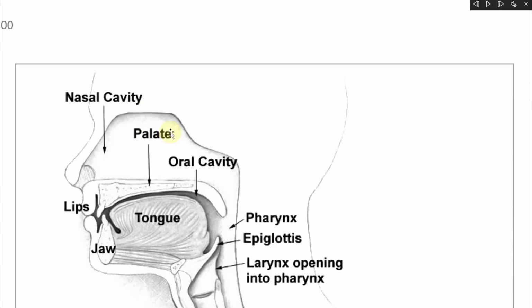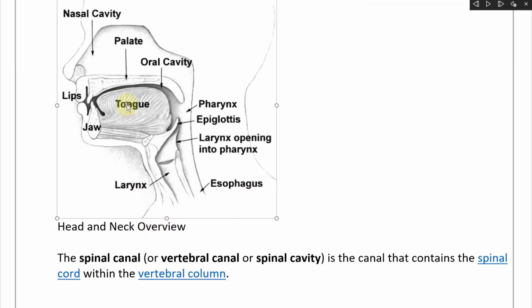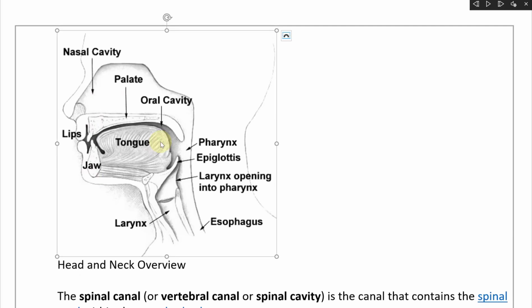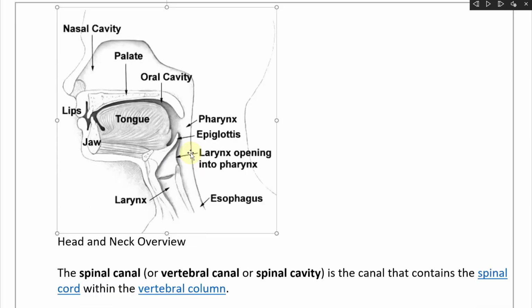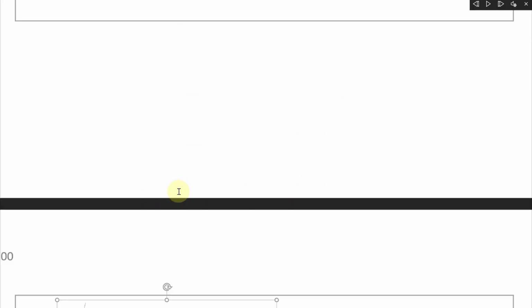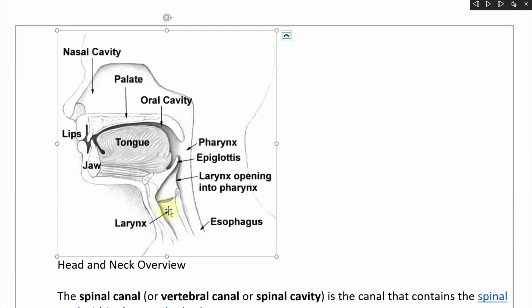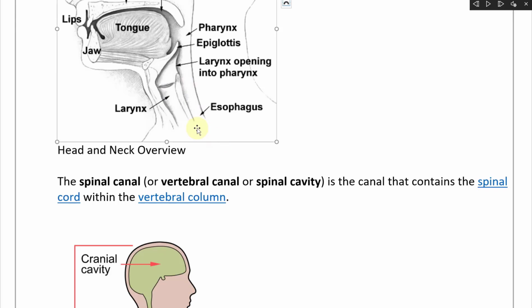Yeah, so for example, if you have a look at over here, you have the head and neck overview. You have the nasal cavity above there, there's lips, the jaw, the tongue, the palate, the oral cavity, and there's the pharynx over here, and there's the larynx on this opening with the voice box over there. We'll get to that later in this video. And there's the esophagus going to the stomach, and then the trachea is the tube going to the lungs. And the trachea would be past this larynx, so that's where the air goes in. The esophagus is where the food goes in.